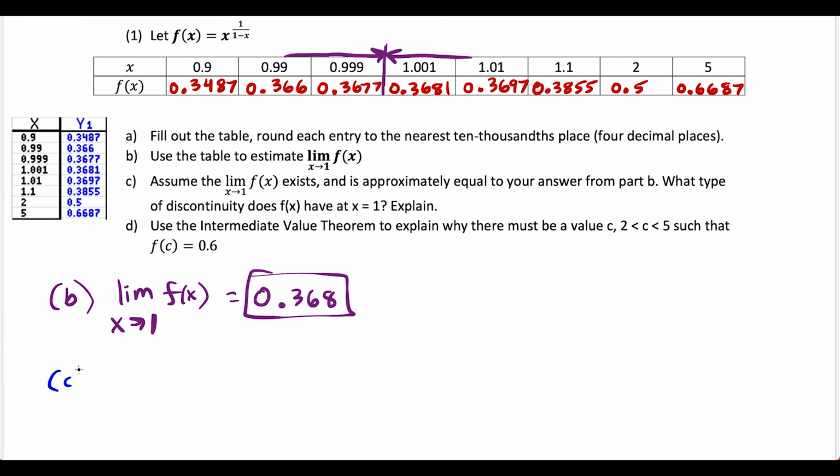So for part C, we're going to assume that the limit as x approaches 1 of f of x does exist, and it's approximately equal to our answer from part B.